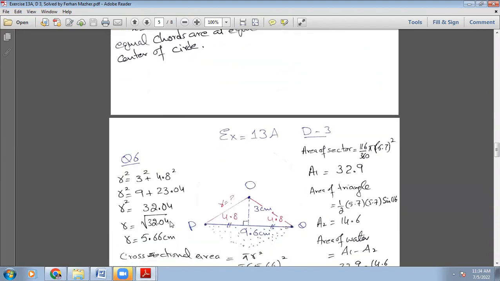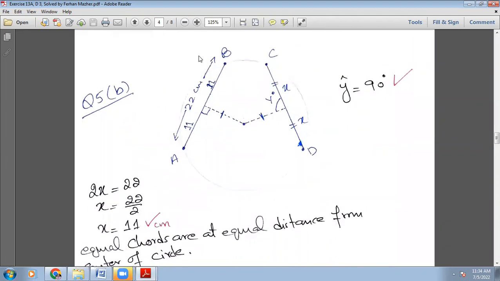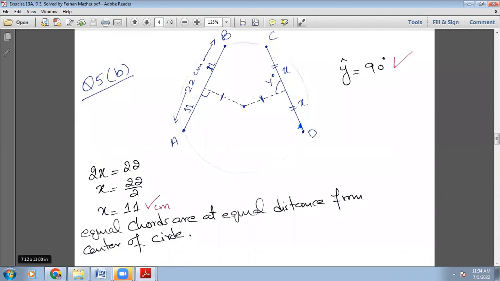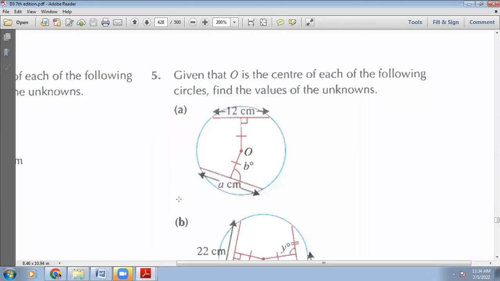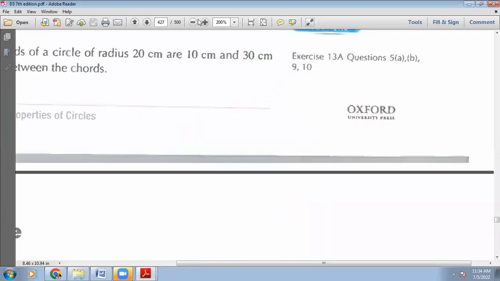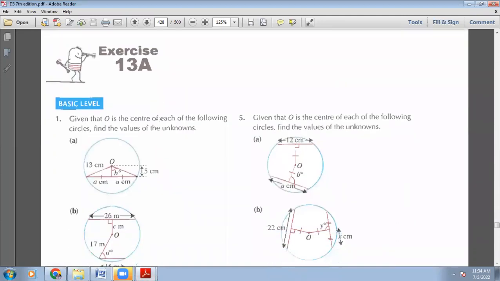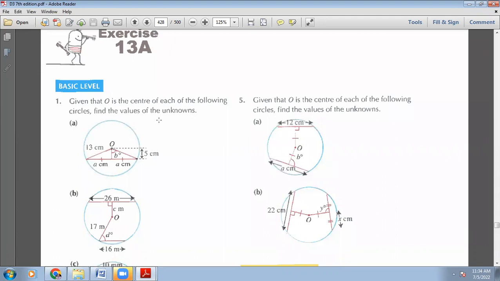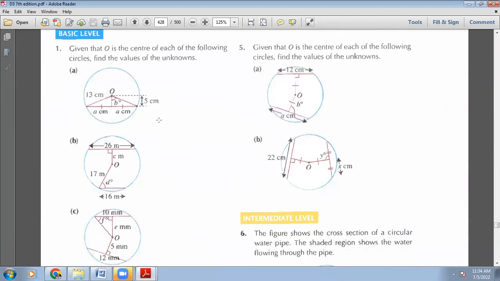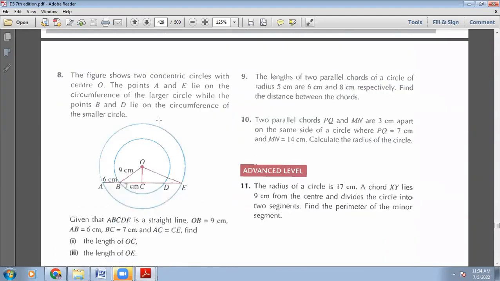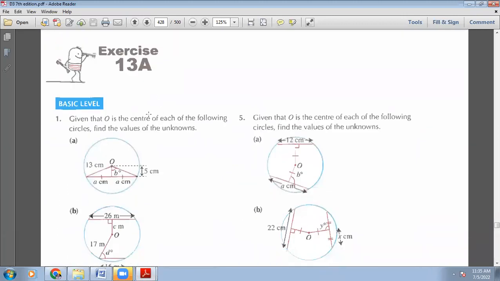So my dear students, today we have, let me increase the size. So this is question number 5, its B part. So my dear students, this was question number 5, and let me reduce the size so you can see the whole thing. So in this exercise 13A, we have in this video done questions 1, 2, 3, 4, and 5. The rest of the questions I will do in my next video on this exercise.